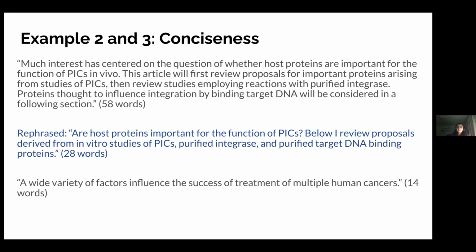So the next example is a lot shorter, so you guys can read that. A wide variety of factors influence the success of treatment of multiple human cancers. So does anyone have any ideas about how to make this a little bit more concise?